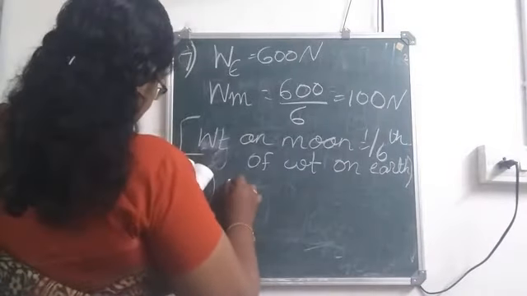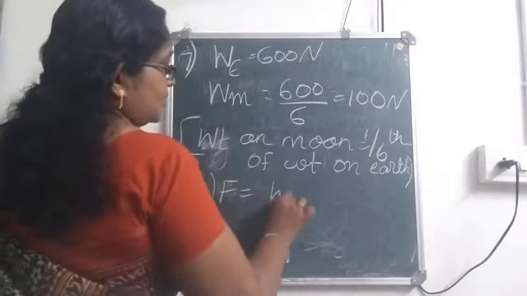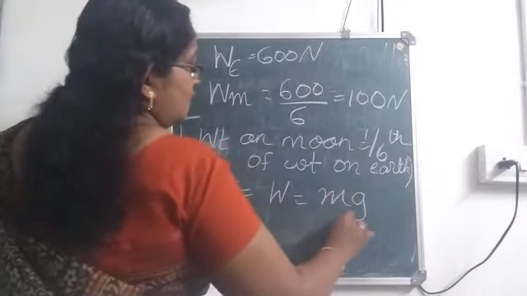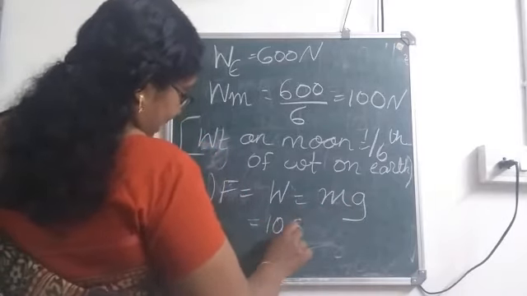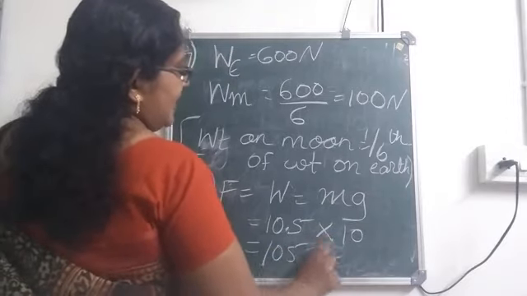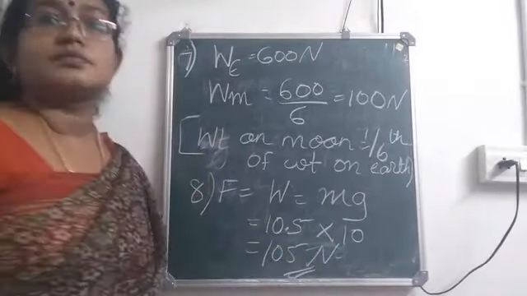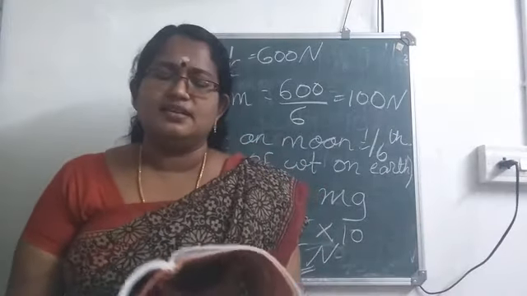So our equation will be F is equal to W is equal to mg. How much is the mass given? 10.5 into g, taking g as 10. So the answer will be 105 Newton. Okay. So is it clear? So with this we completed this chapter.